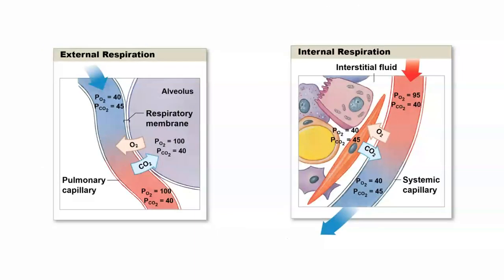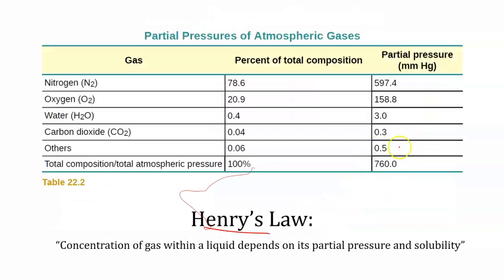Okay, so here's the story then. External versus internal respiration. This is a great figure. You're going to want to know this figure, and you're going to want to know some of the partial pressures here that have been illustrated. Remember that we have a partial pressure of oxygen of about 160 millimeters of mercury. That comes off of this table right here. We had about 160 in the atmosphere.